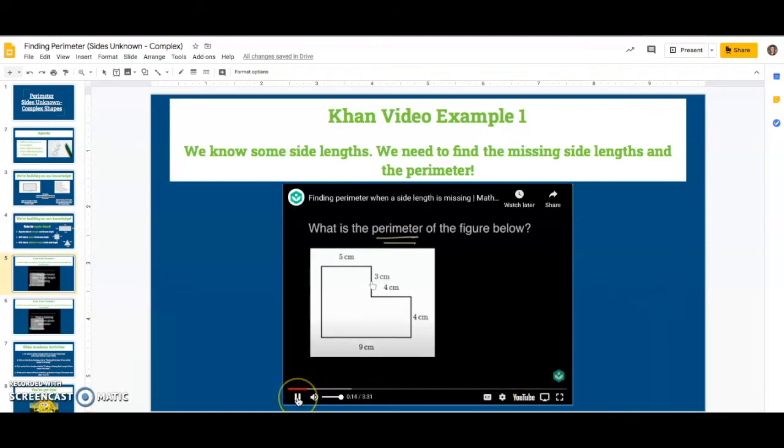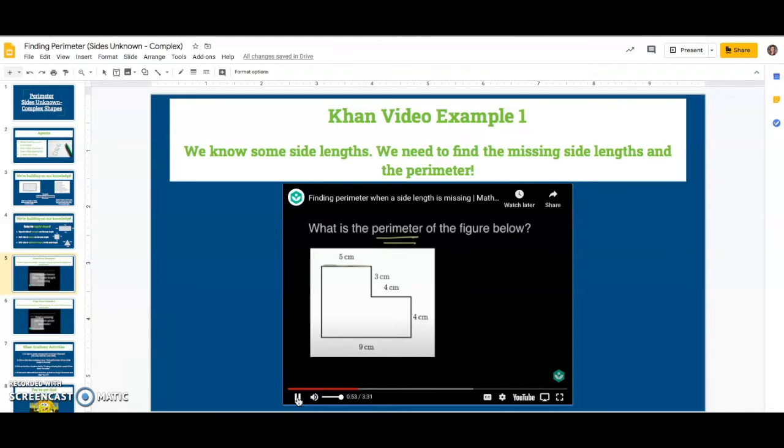Perimeter is the distance all the way around the outside of a shape. So in this case, if an awesome little ant was to walk all the way around the outside of this figure, how far she walked would be the perimeter. So to find that, what we can do is figure out how long is this side, and then combine it with the length of this side, and combine it with the length of this side. And once we combine all of the side lengths, we'll have the perimeter, or the distance around the outside of the figure. So let's start.